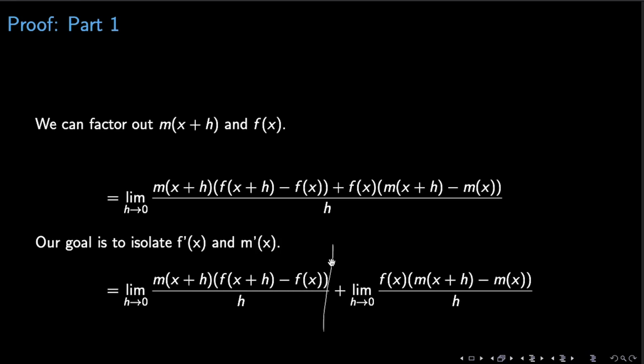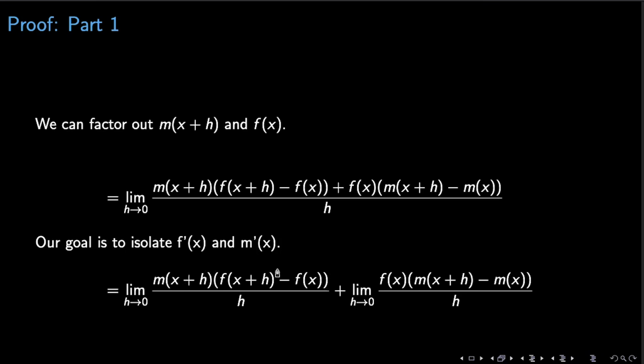This is very interesting because if you separate m of x plus h strategically, you can use the product rule for limits to make this m of x plus h over 1 times f of x plus h minus f of x all over h. And then, with the product rule, you can separate this into two.